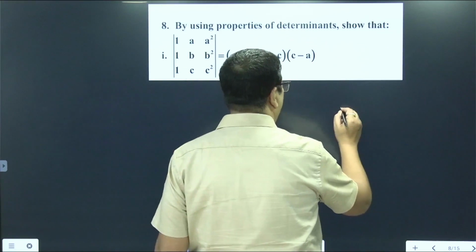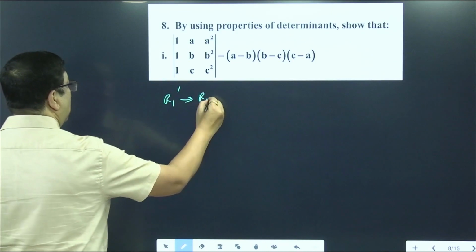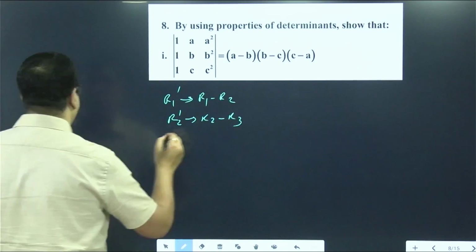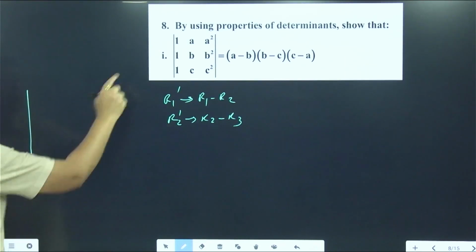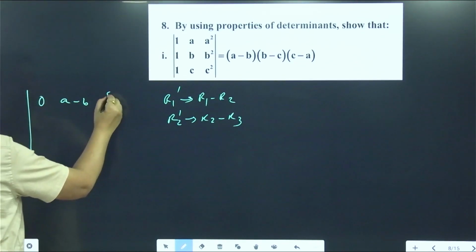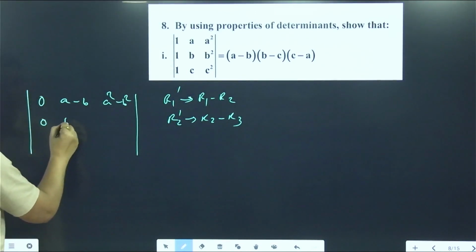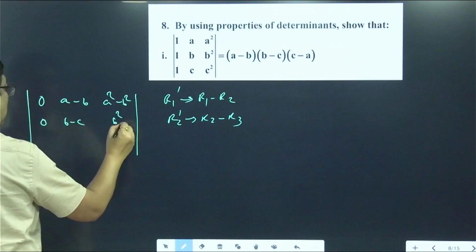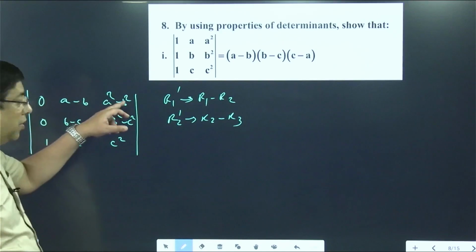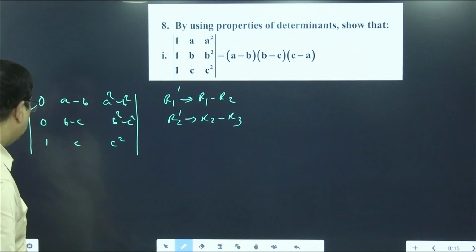So we can write this as on R1, let's make an operation R1 minus R2, and on R2, this is R2 minus R3. Now if we calculate, we are getting 1 minus 1, 0, A minus B, A square minus B square. Similarly, on R2, 1 minus 1, 0, this is B minus C and B square minus C square, and the third row remaining the same. From row number 1, if we take A minus B common, from row number 2, if we take B minus C common, what is coming?